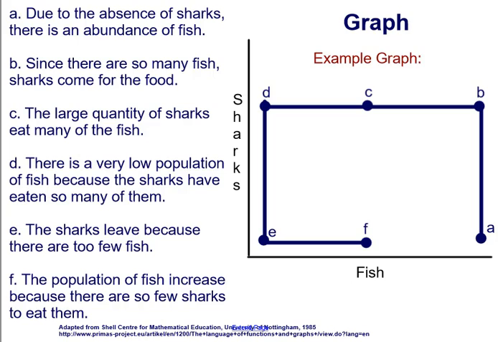So here we have our different scenarios and our example of our graph. And again, the fish are along the x-axis because that's our independent variable, the amount of fish. And our dependent variable, the sharks, is along the y-axis. So first we have part A, where due to the absence of sharks, so no sharks, there is an abundance of fish. So we have A over here where it's a high x value and a low y value.